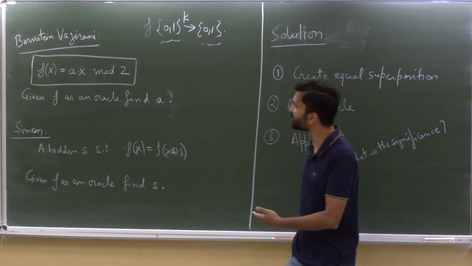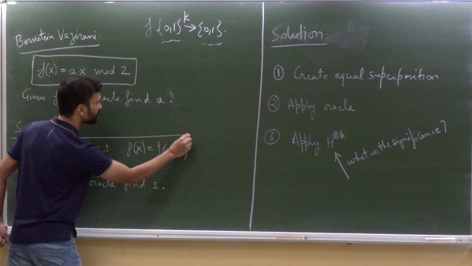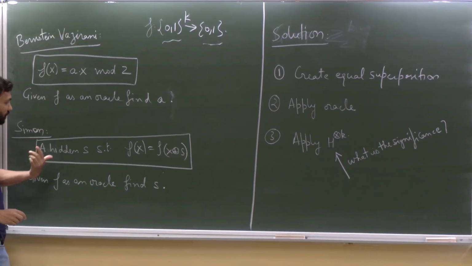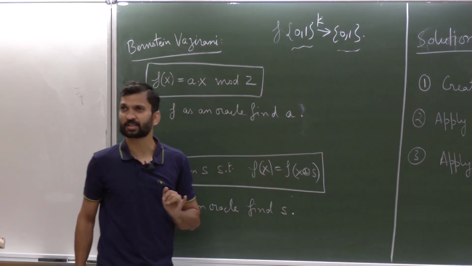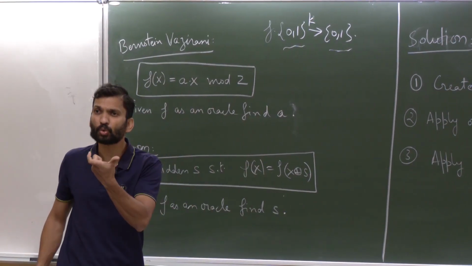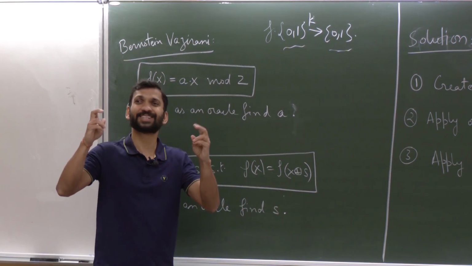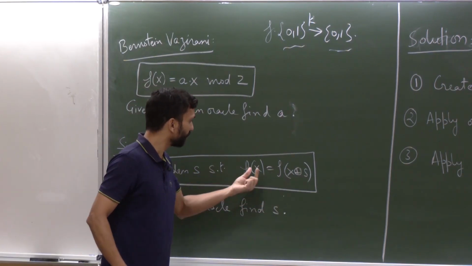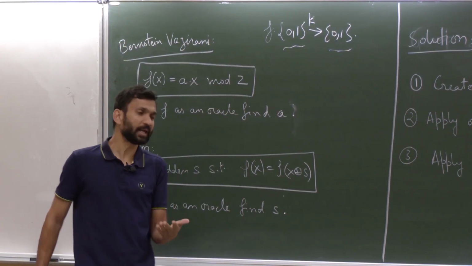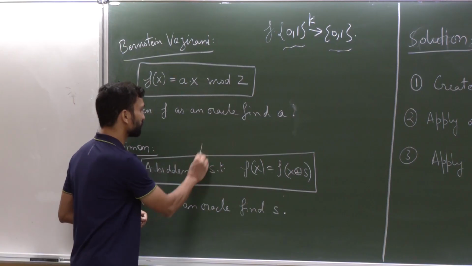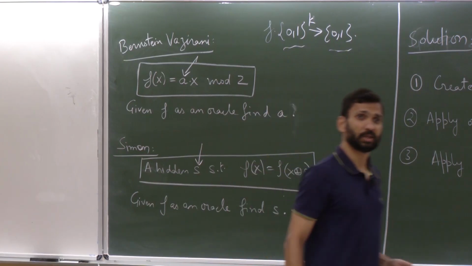Instead of saying that my function is a times x mod 2, I am saying that there is a hidden string s, or there is a period inside the function. The period is the string s such that f(x) is equal to f(x XOR s). So anytime I take two strings which are s apart, related by x and x XOR s, they are going to have the same color. And again, we wanted to find this particular property for Simon's algorithm, right?